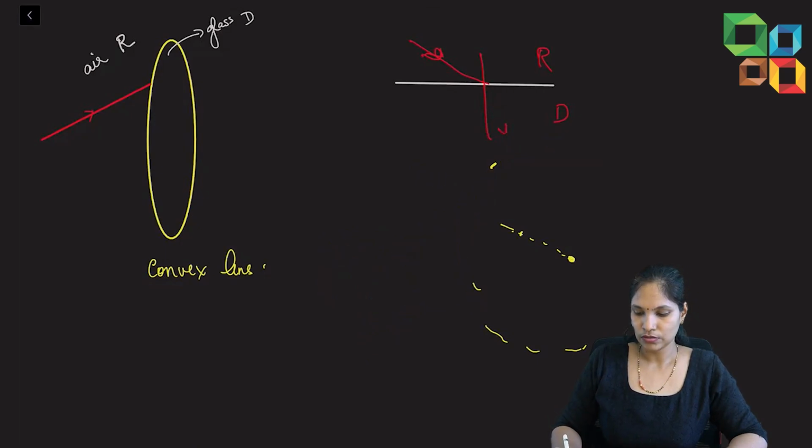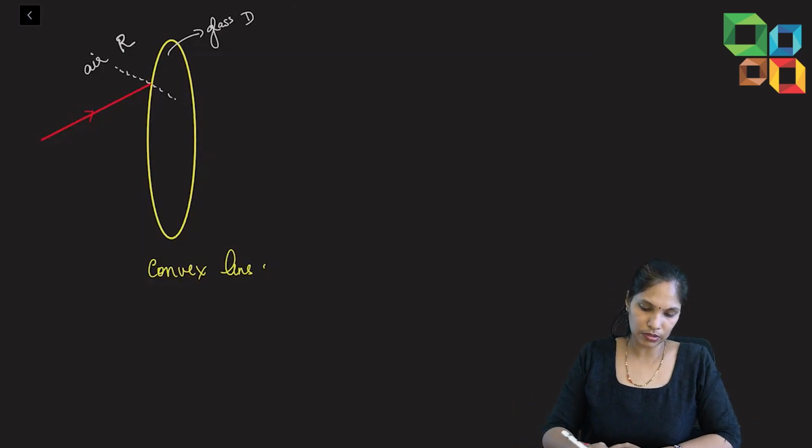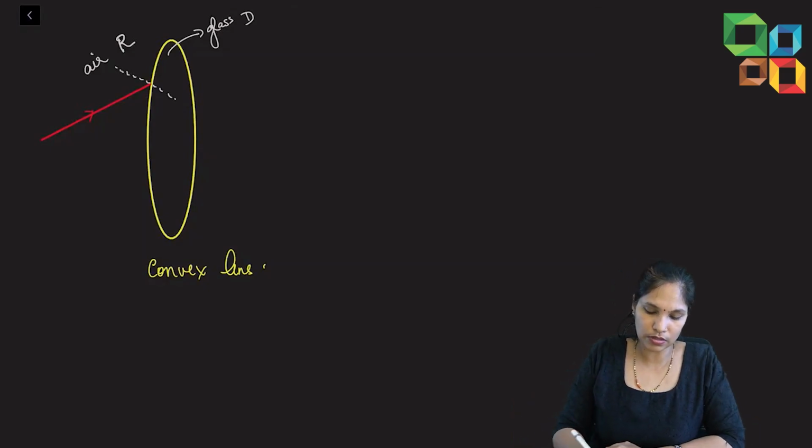Okay. So here also the normal will be like this way. This is the normal, perpendicular to the surface. So ray should bend towards the normal. Towards the normal means it was supposed to go like this. So it will bend towards the normal means like this.